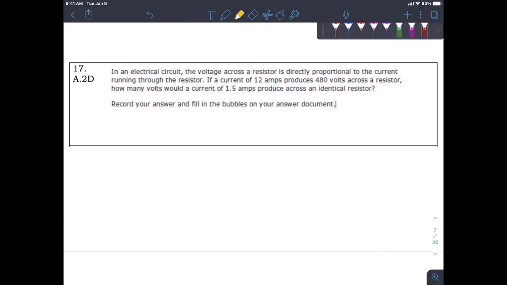In an electrical circuit, the voltage across a resistor is directly proportional to the current running through the resistor. If a current of 12 amps, and that seems like it might be important, produces 480 volts, how many volts would a current of 1.5 amps produce across an identical resistor? So, this sounds like a directly proportional, direct variation.